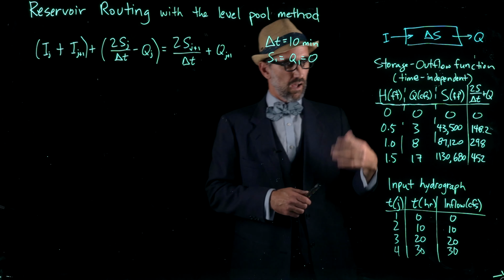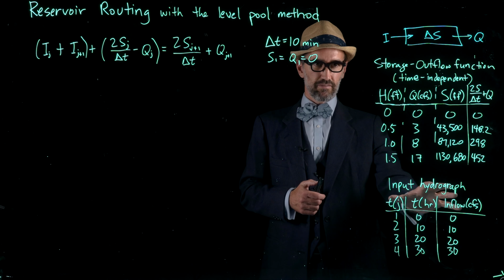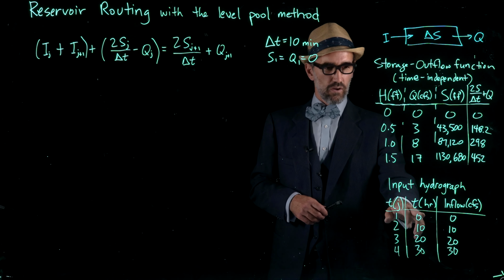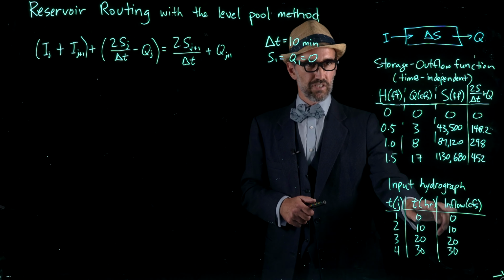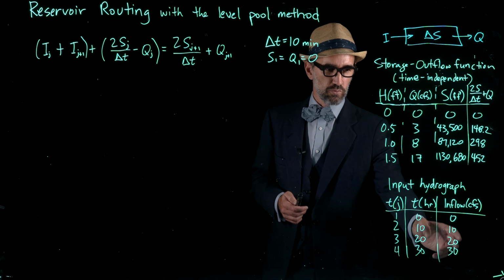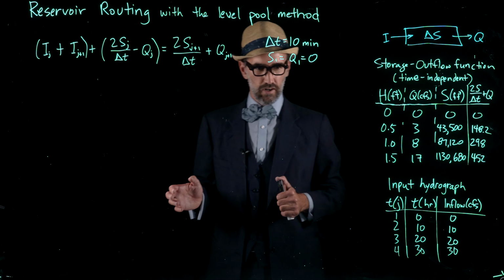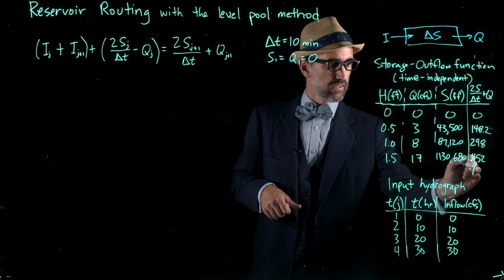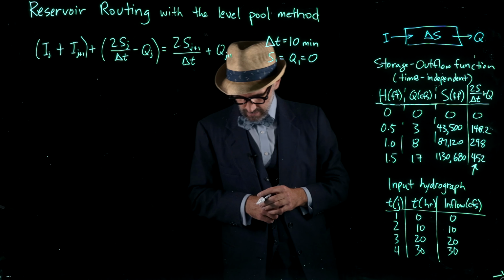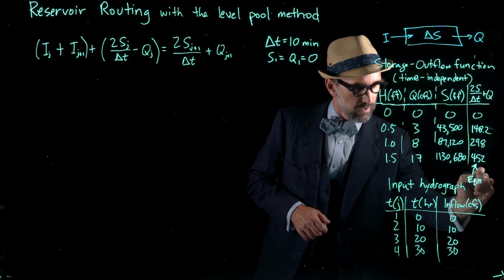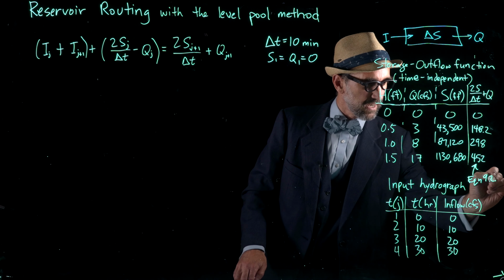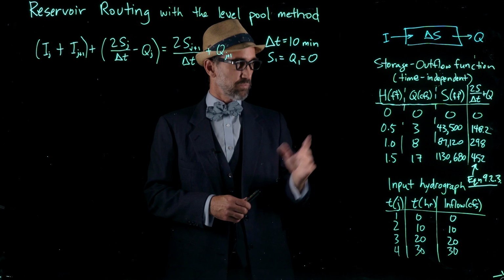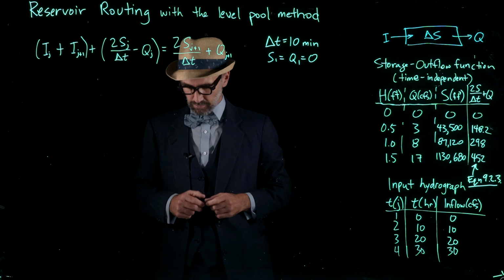The second thing we know about the problem is our input hydrograph. This is the water that's flowing in, the I in this control volume here. Over four different time steps, which go from 0, 10, 20, and 30 minutes, we have different inflows. Again, just to keep it simple, 0, 10, 20, and 30 cubic feet per second coming into the reservoir during those times. And the last point is we solved for this column here using equation 9.2.3 in your textbook. So if you'd like to practice solving for this 2S over delta t plus Q, it's using that equation from your textbook.